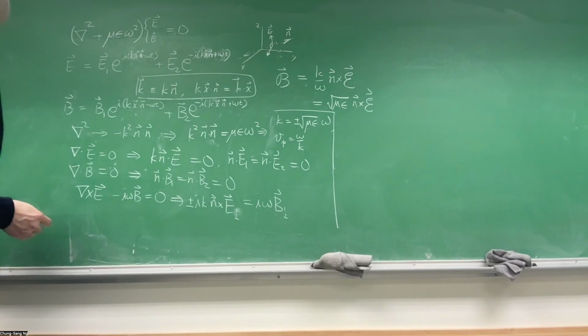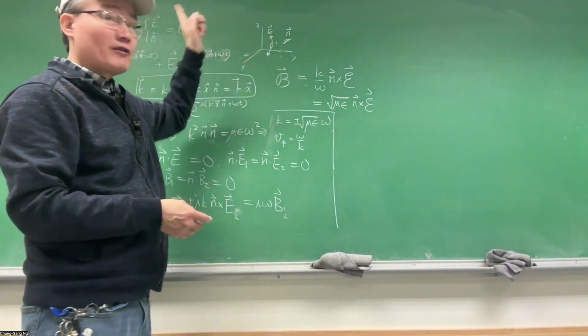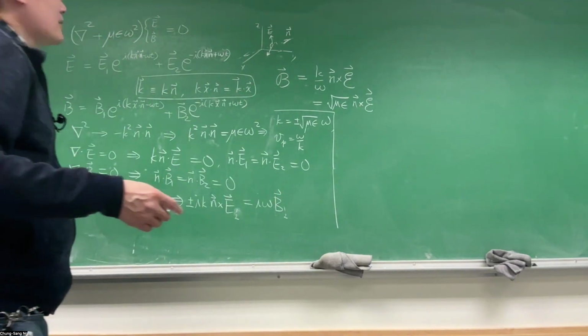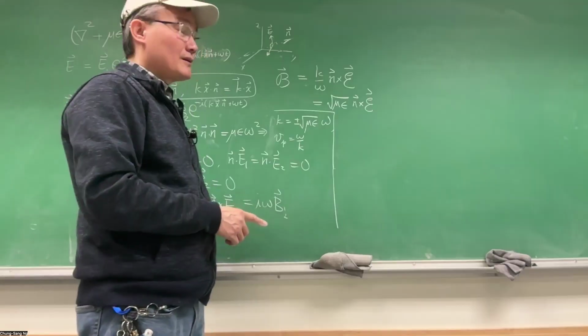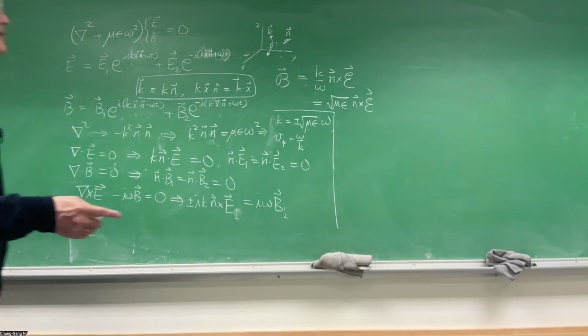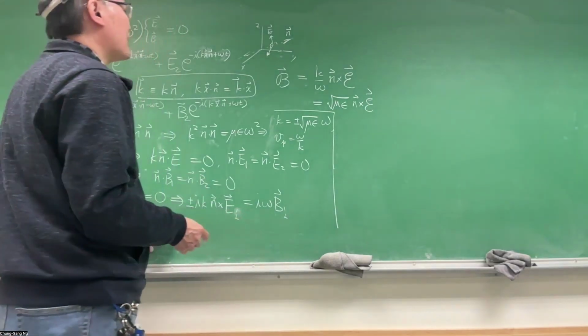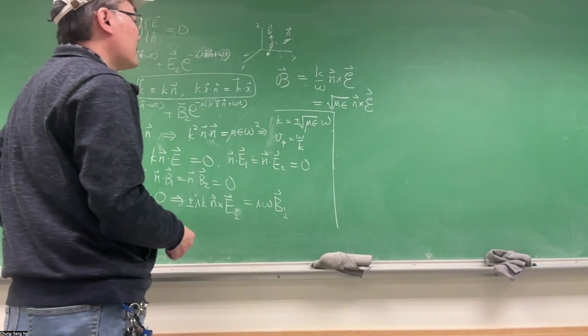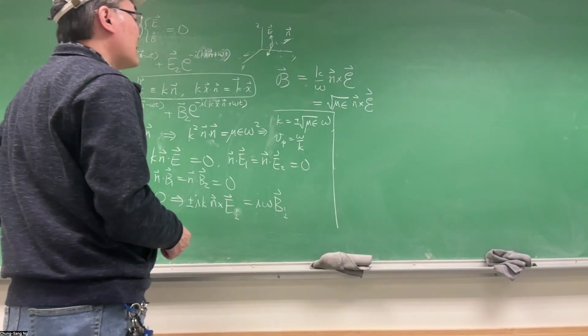Okay, so that's straightforward. And we have a name for these kinds of waves with the amplitude perpendicular to the propagation direction. This is called a transverse wave. Okay, but that's a name. And it satisfies all these relationships. All right, so so far so good.